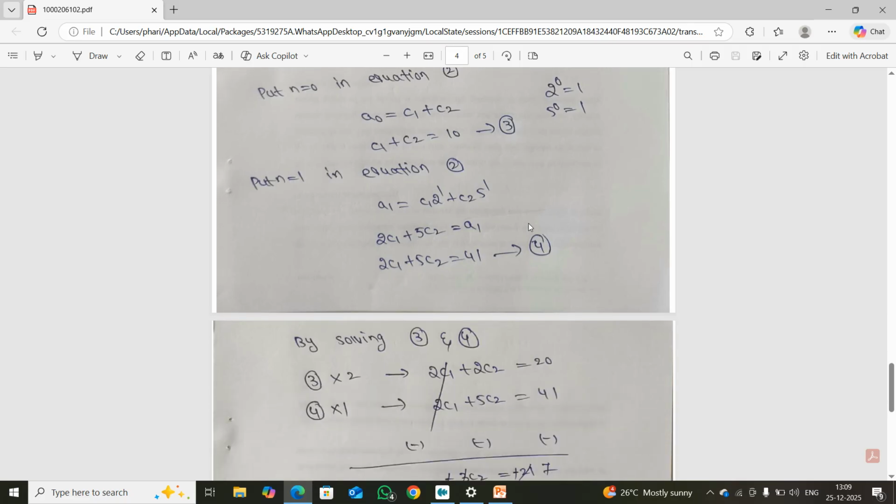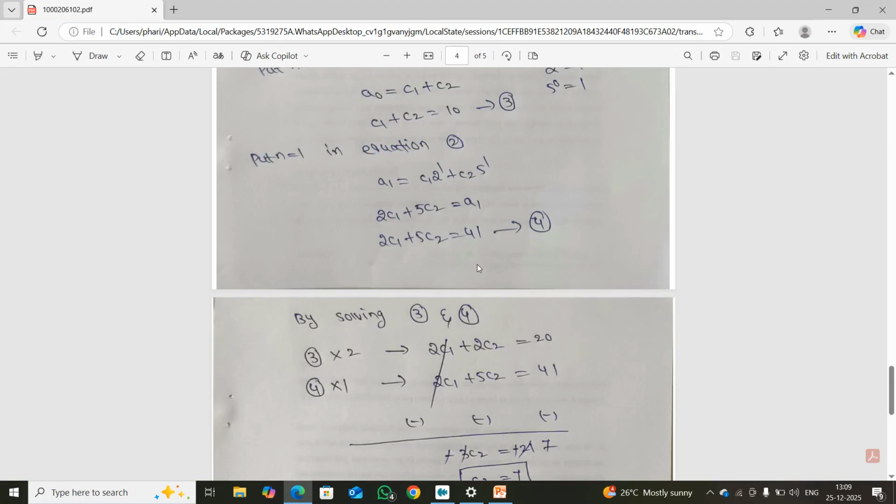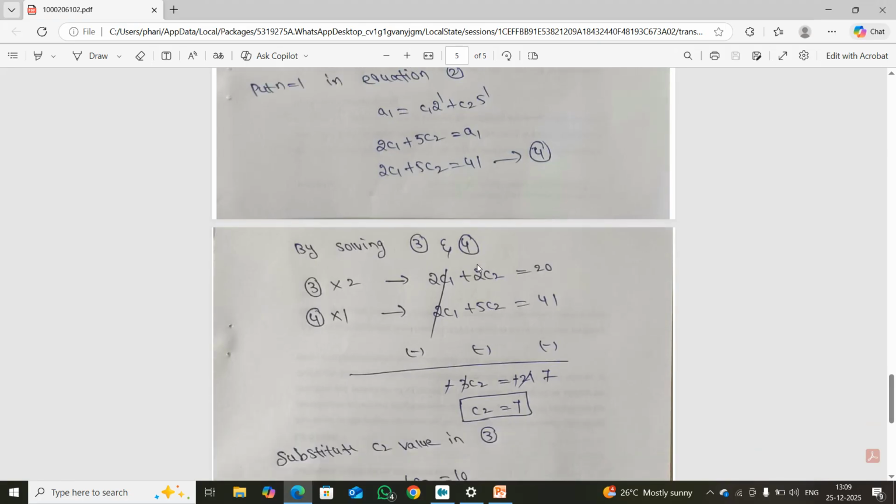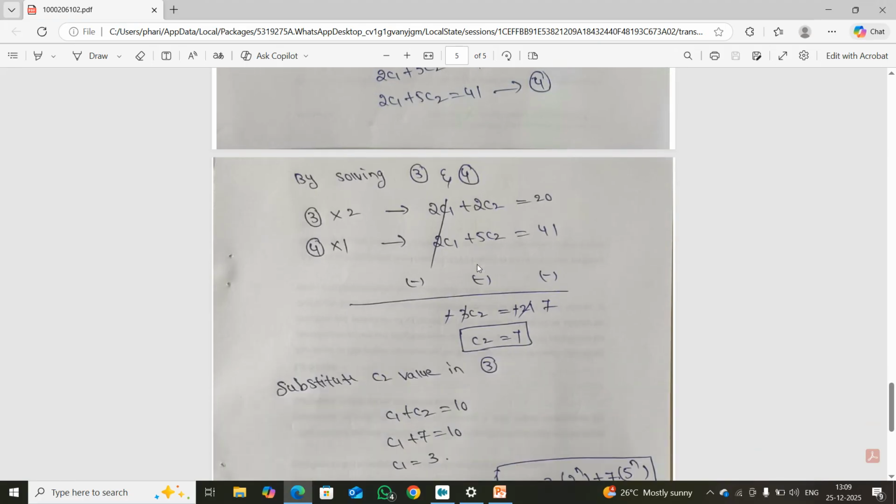Next, a1 equal to 41. Put n equal to 1 in equation 2. We get a1 equal to c1 2 power 1 plus c2 5 power 1. That is 2c1 plus 5c2 equal to a1, so 2c1 plus 5c2 equal to 41. This is equation number 4. Now by solving equations 3 and 4, we get c1 and c2 values.